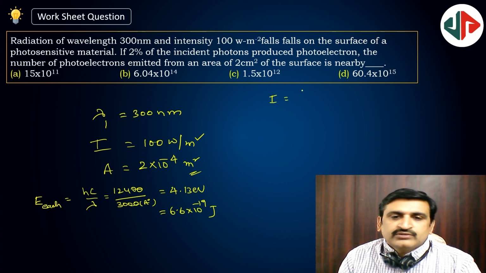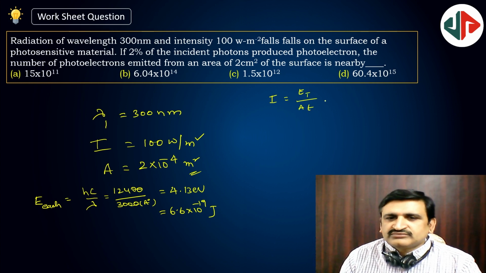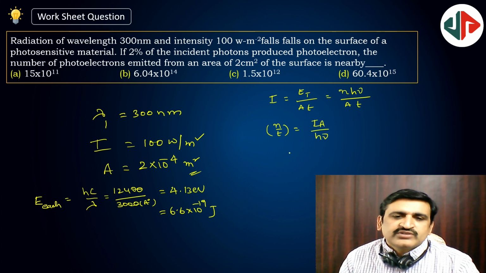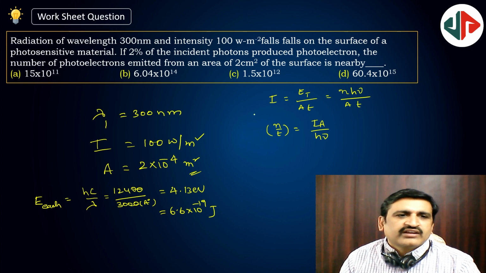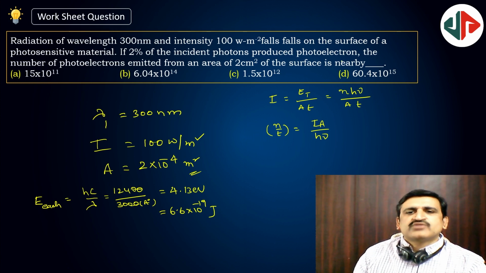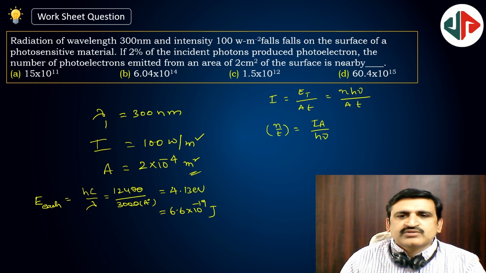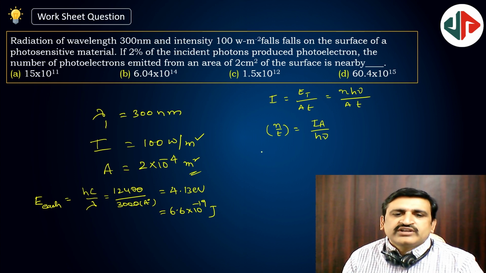intensity is equal to total energy by area into time. Total energy is NH nu by area into time. But N by T is equal to IA by H nu. Out of this, only 2% of incident photons produce photoelectrons, the number of photoelectrons emitted from an area of 2 centimeters square of the surface. So 2% of it is only needed.